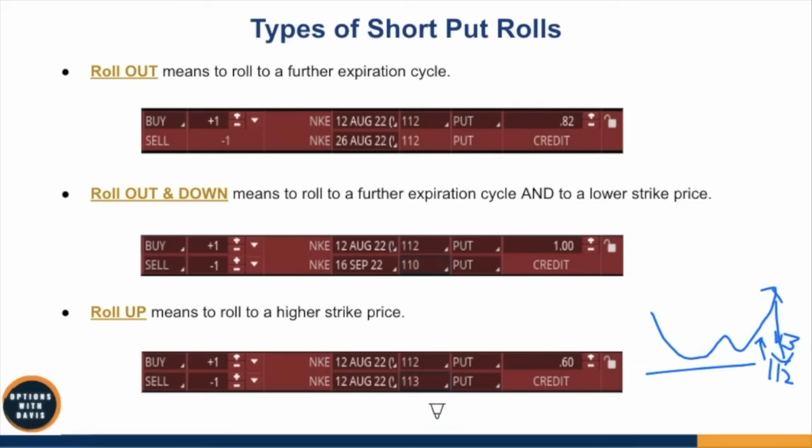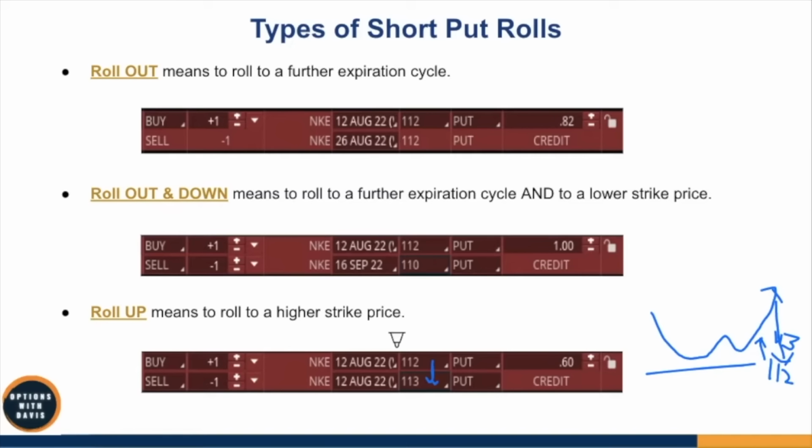So this is the least common roll, but normally when people want to do a roll up, that's because they think that the market will continue to go up and they want to receive some credit on this. For this, what you do is simply roll to a higher strike price.